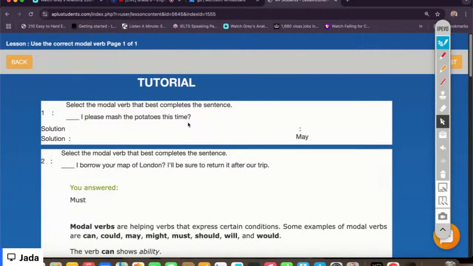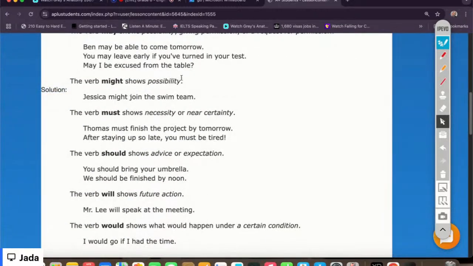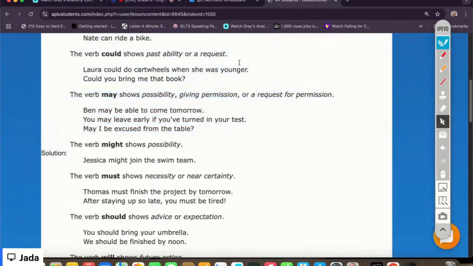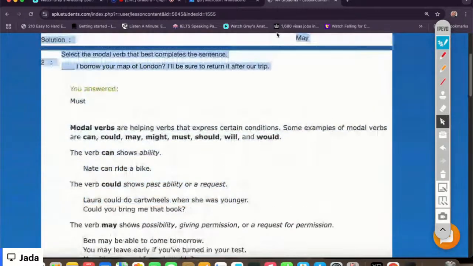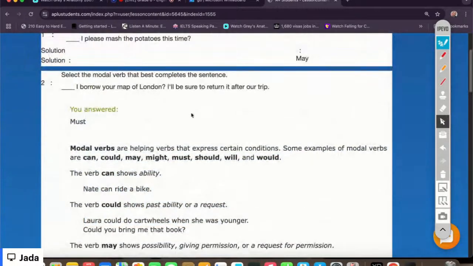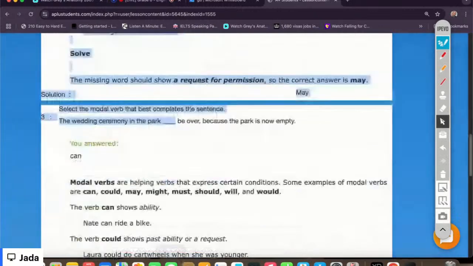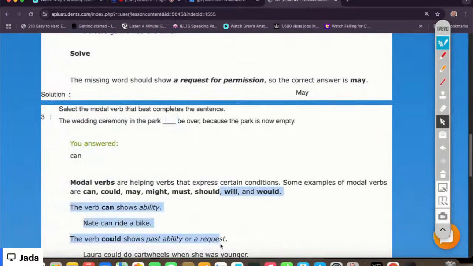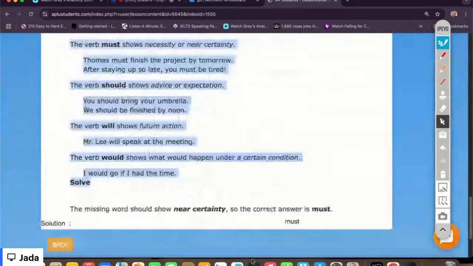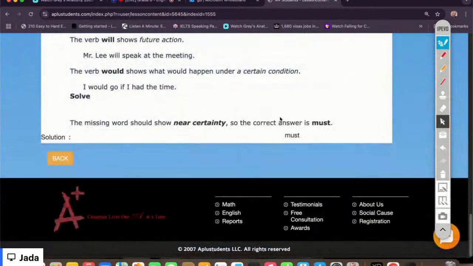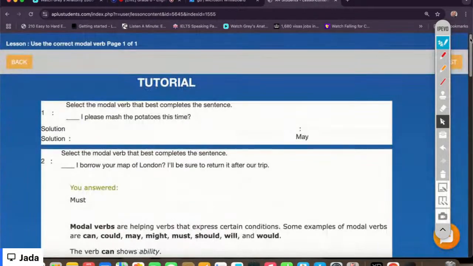All right, so let's look at some examples. Select the modal verb that best completes the sentence. May I please mash the potato this time? So may, that is showing what? Request for permission. Okay. Dash borrow your map of London. I will make sure to return it after our trip. So that will be may also, because that's request for permission. The wedding ceremony in the park dash be over because the park is empty. Should or must be over? So must be over, because it shows near certainty.